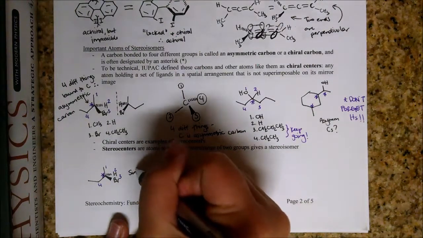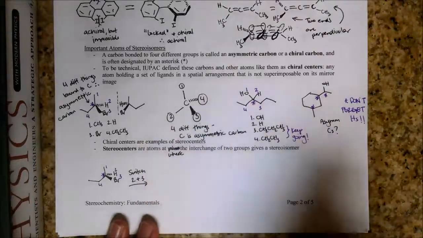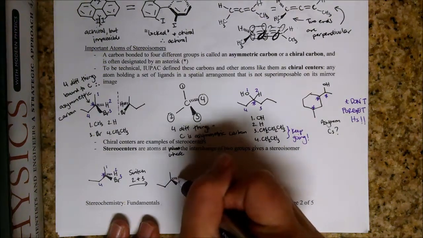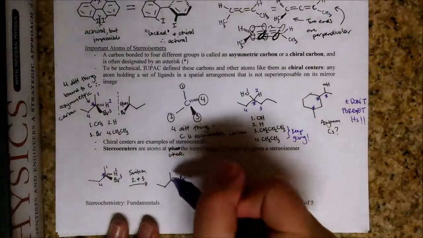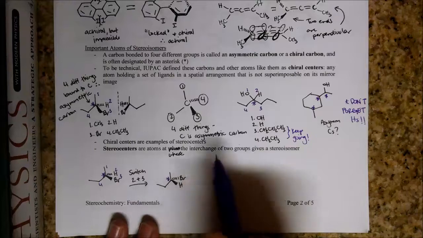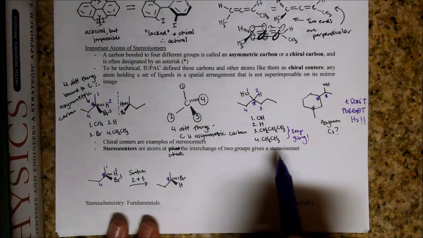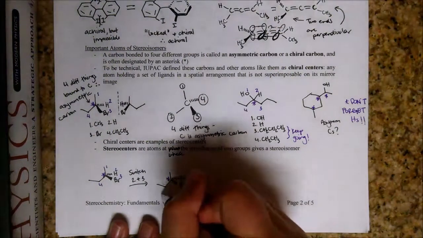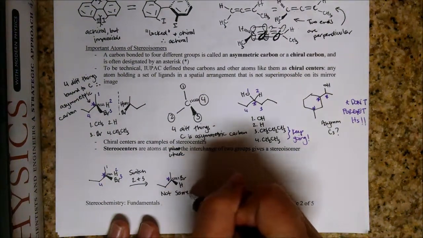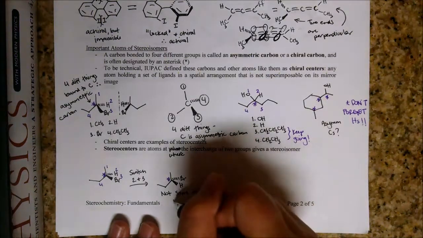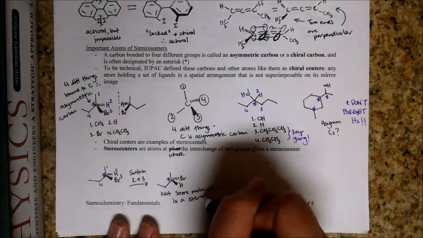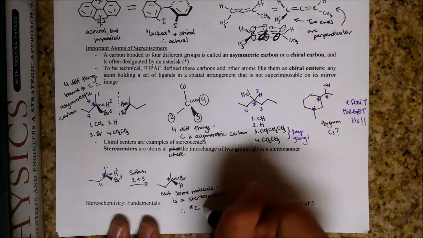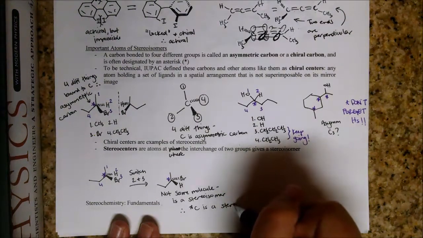Let's see. If we switch 2 and 3, okay, we're going to get this molecule. So the H is coming forward now, and the Br is going back. Okay, this is still an asymmetric carbon. So let's see if this carbon is a stereocenter. So it says stereocenters are atoms at which the interchange of 2 groups gives a stereoisomer. Is this the same molecule as the original? No, it's non-superimposable mirror image. So this is not the same molecule. Okay. Instead, it is a stereoisomer. Okay. Therefore, that starred carbon is a stereocenter.